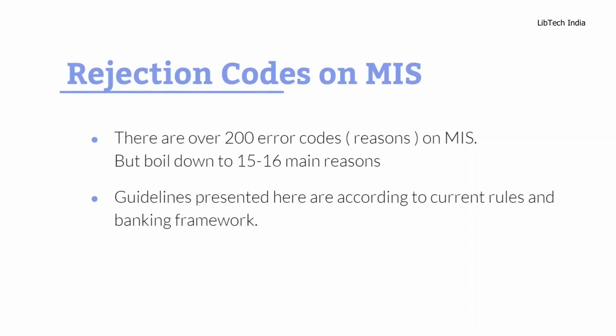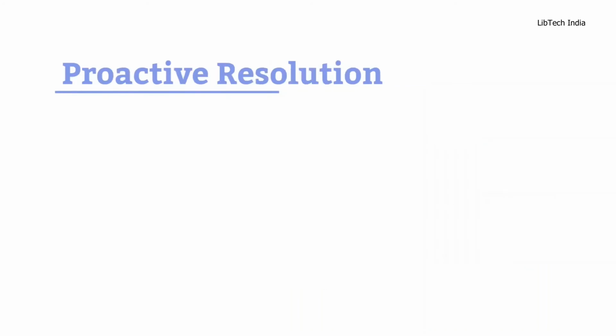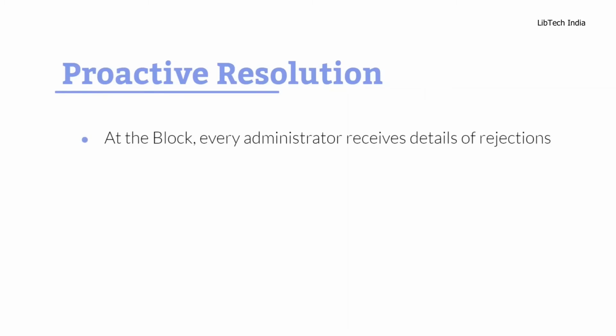An important point to note is that even though reasons and resolutions look straightforward in this discussion, they could in fact take several weeks to actually be resolved. They may also require extra intervention by the bankers or the block level administration or even by the NREGA workers themselves. It is the responsibility of the block administration to resolve the issue of rejected payments.